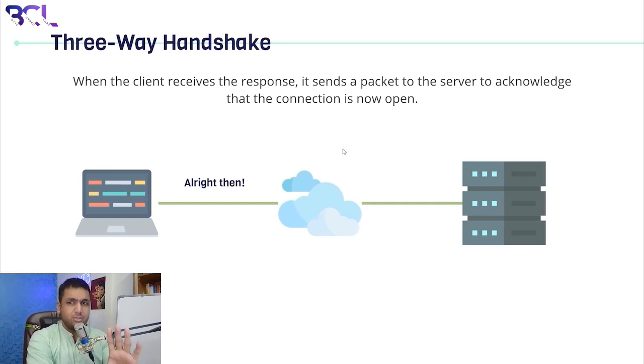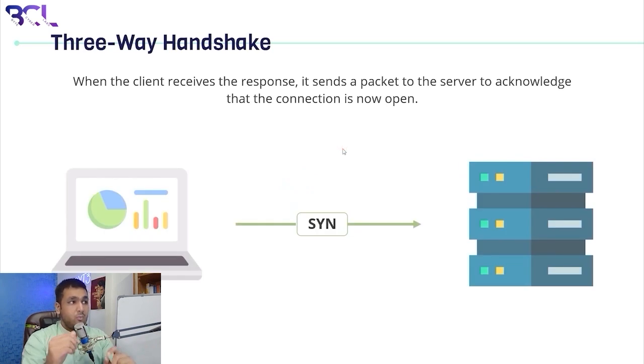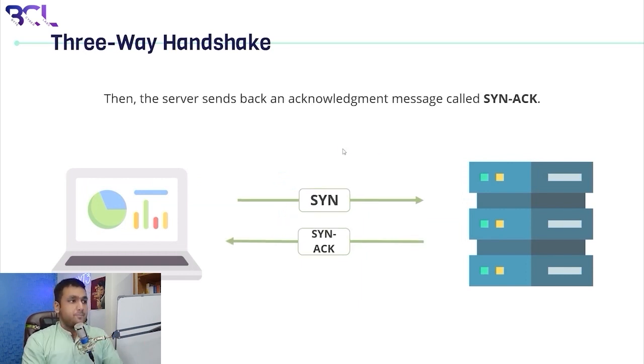So this is a simple three-way handshake. When the client receives the response, it sends a packet to the server to acknowledge that the connection is now open. It also sends a SYN packet. SYN is for synchronizing with the server. Then the server sends back an acknowledgement message called SYN-ACK. That means if you are synchronizing with me, I am acknowledging that you are synchronized. So SYN is for synchronization, and SYN-ACK is for synchronization acknowledgement. SYN-ACK is sent by the server when SYN is sent by the user.